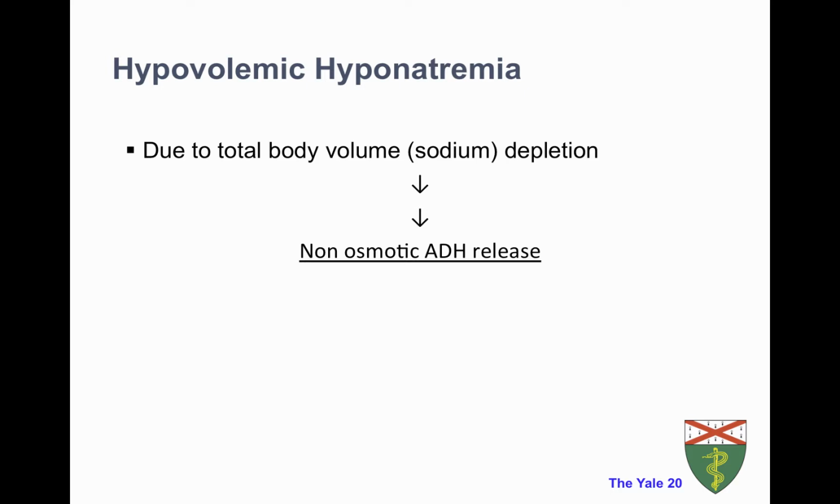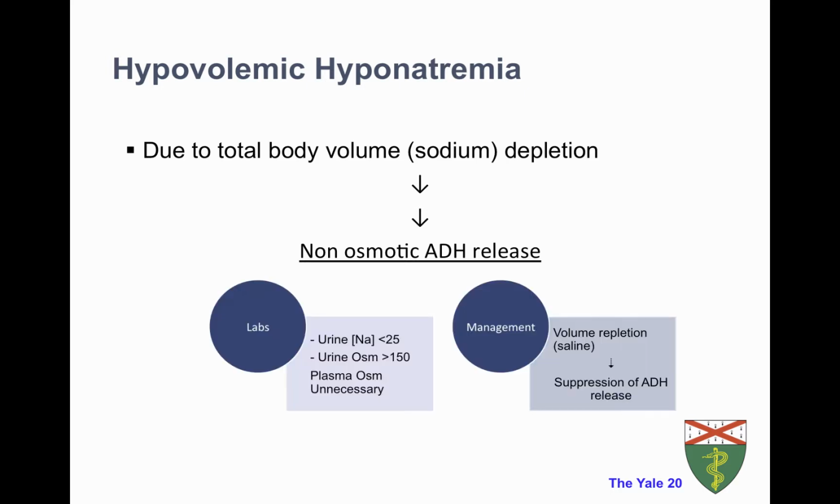Now, we could probably make this diagnosis based on the history and exam alone. However, if we wanted to confirm the diagnosis, we could obtain some lab work. The most useful laboratory studies tend to be a urine osm and a urine sodium. You'll often see people order a plasma osm, but in general this tends to be unnecessary.